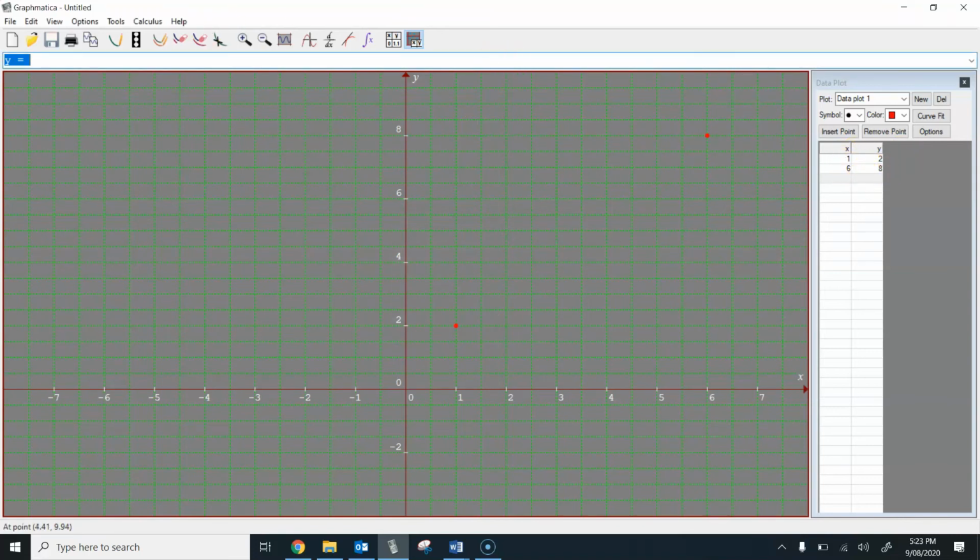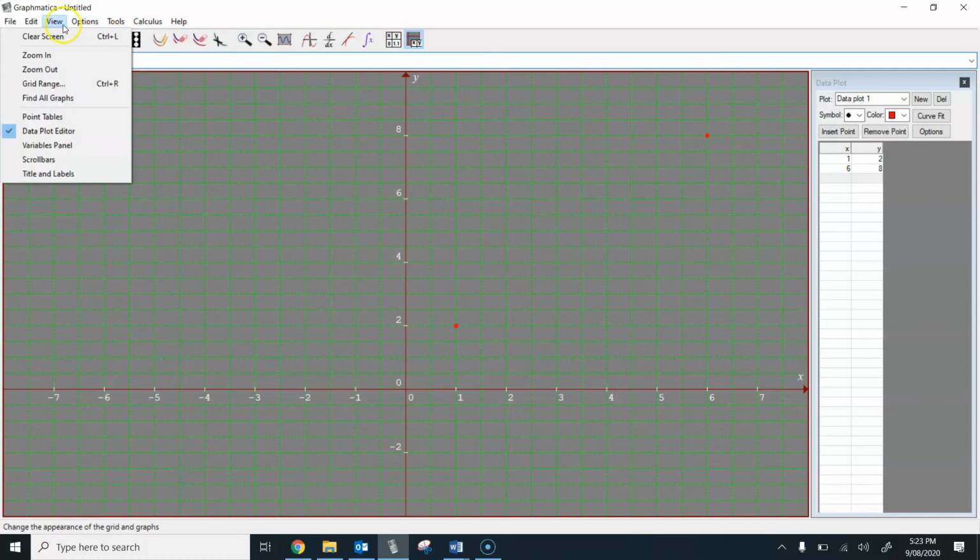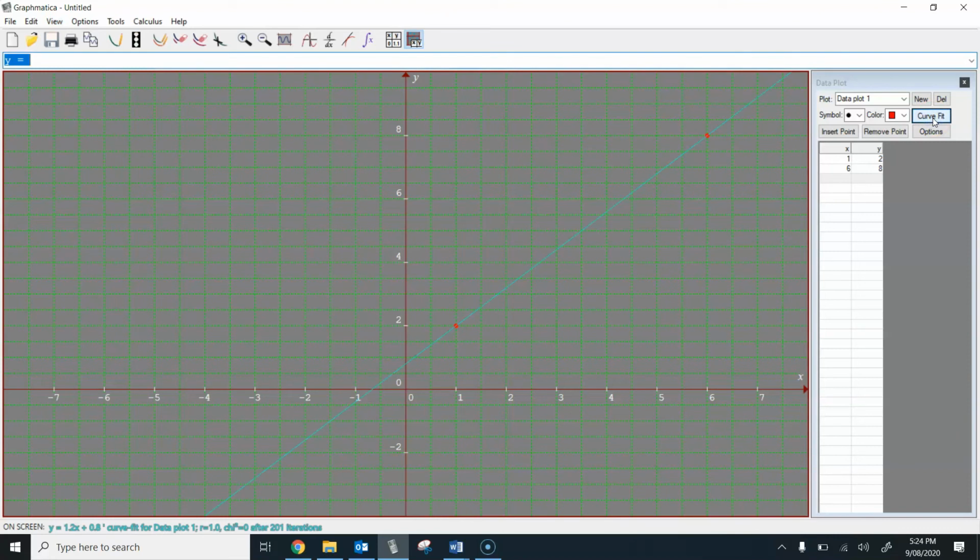And remember, I did that by going to, to remind you, where is it? We've got view, data plot editor. That brings up this screen here. We type in our coordinates. Then you go to curve fit. You should have already set it to straight lines from lesson 1. If not, go back to lesson 1 in order to set it as a straight line. But you don't need to do that again if you've done that from lesson 1. Graphmatica will remember that. Just click curve fit, and it will put your straight line through those 2 points.